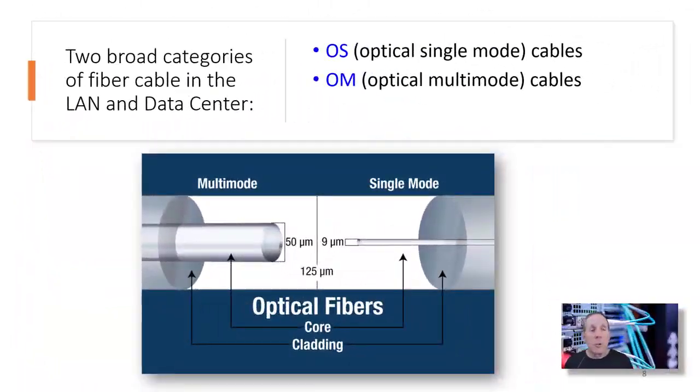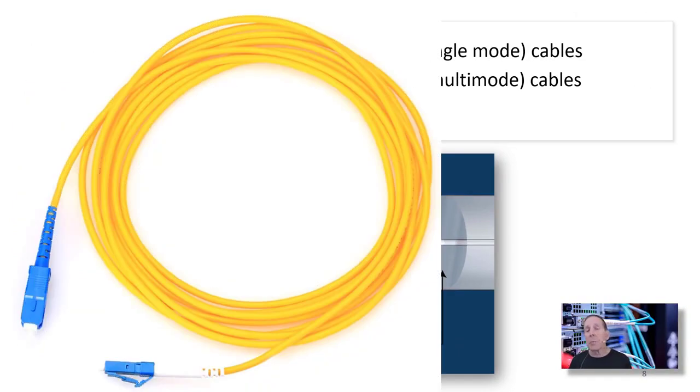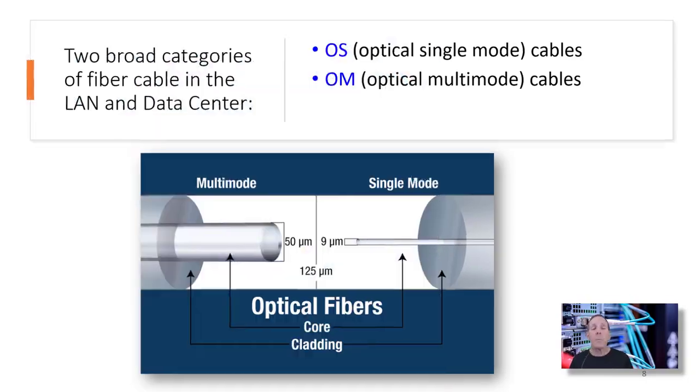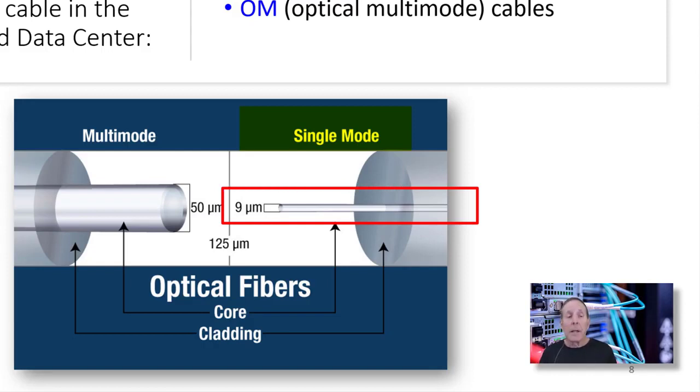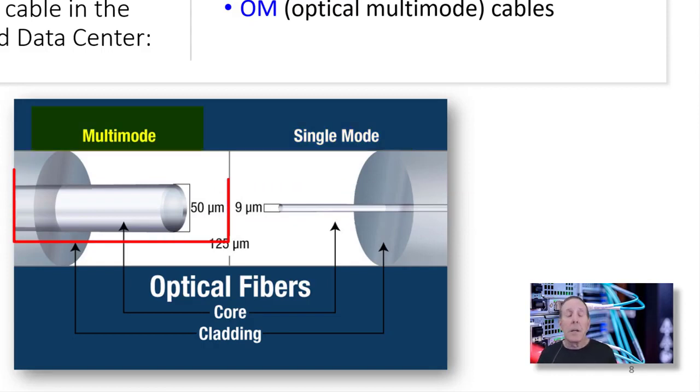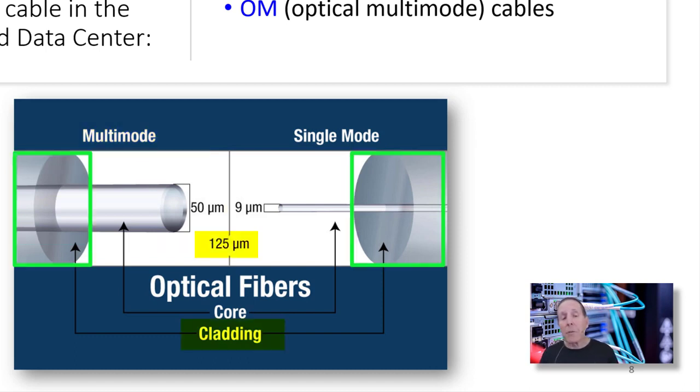There are two broad categories of fiber optic cable in the LAN and the data center. One is OS, optical single mode cable. The other one is OM, optical multi-mode. Notice on the single mode, it's 9 micrometer core, very tiny core. Now the multi-mode has a 50 micrometer core, much larger. But notice both of them have a cladding of 125 micrometers. So they're actually the same size. The core is the difference.